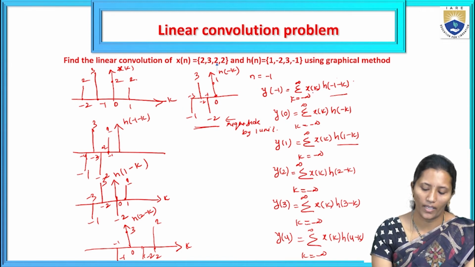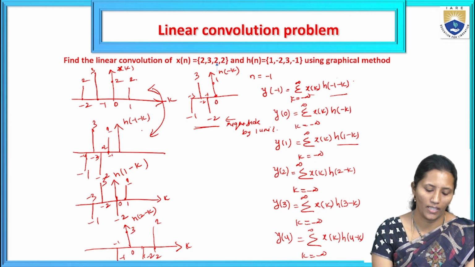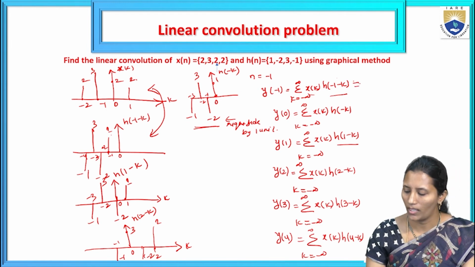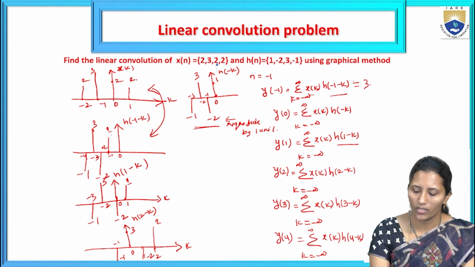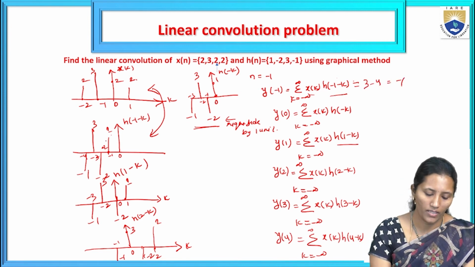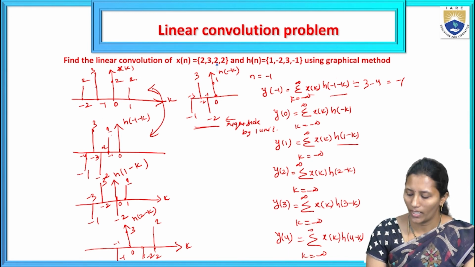So to get x of k into h of minus 1 minus k, we have to multiply these two graphs here. X of k and h of minus 1 minus k, the corresponding amplitudes will be multiplied for the corresponding indexes here. So here 0 sample is 2 and here we have 0. For minus 1 we have 1 and here we have 3. That's why for y of minus 1 we will get 3 minus 4, that is minus 1, because it is 2 into 2, 4. So 3 minus 4 we will get minus 1.